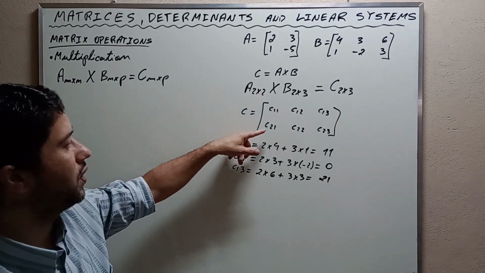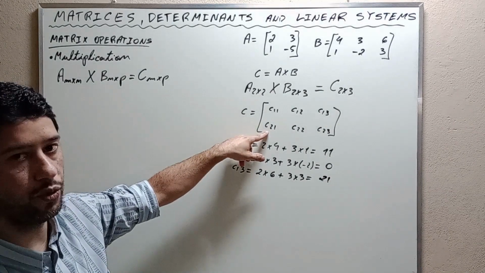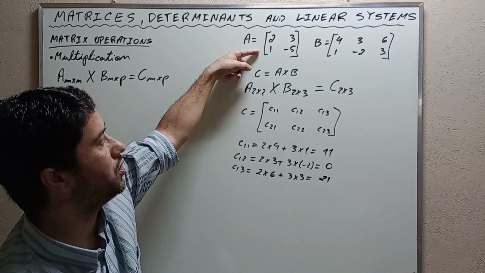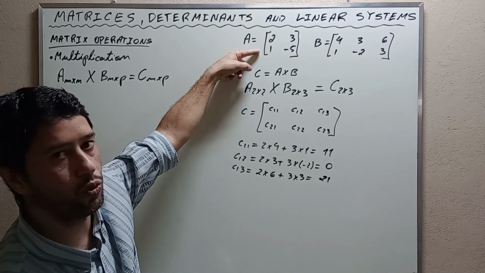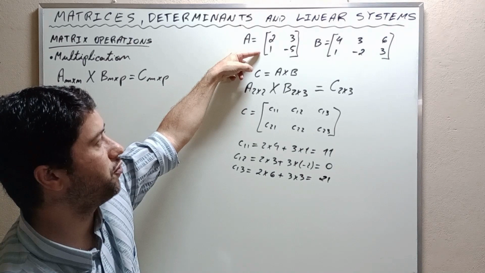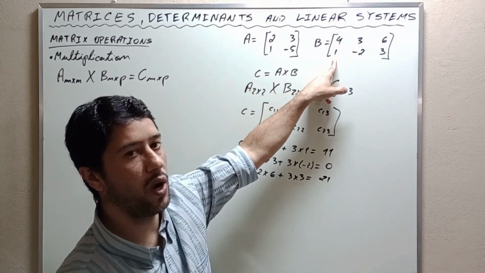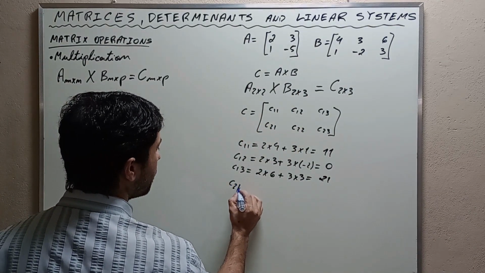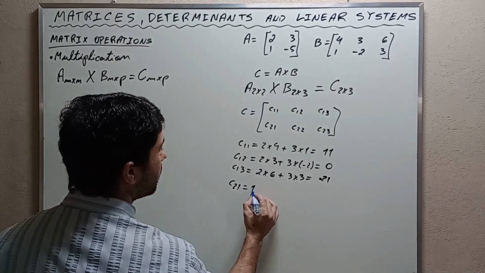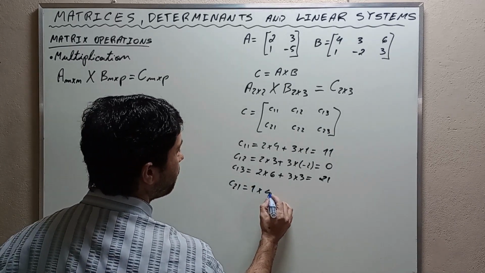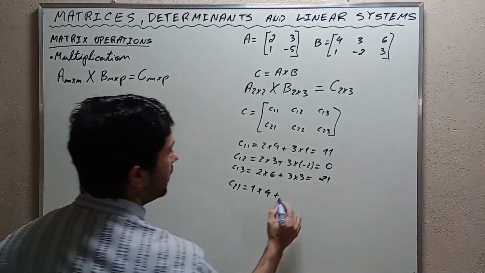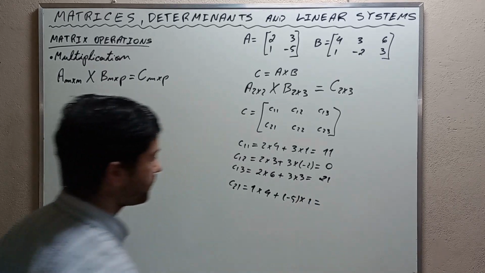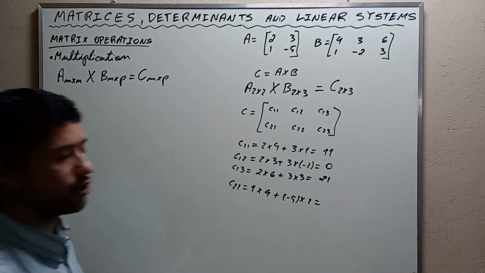Now, entry C21. Entry C21 is going to be obtained from the multiplication of row 2 of the first matrix and column 1 of the second matrix. It is going to be 1 times 4 plus negative 5 times 1. And this is equal to negative 1.